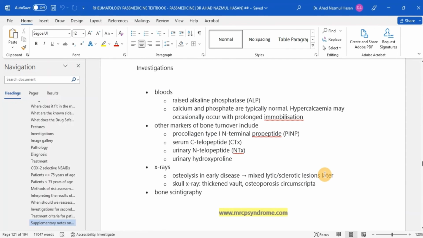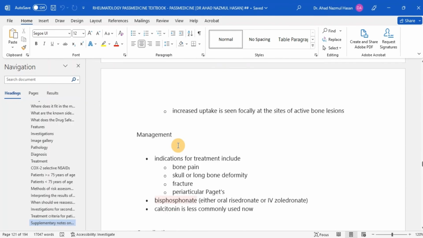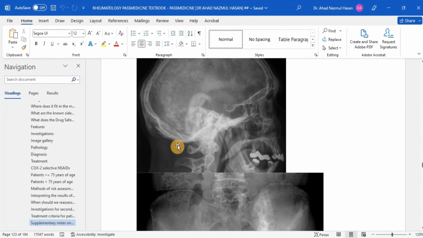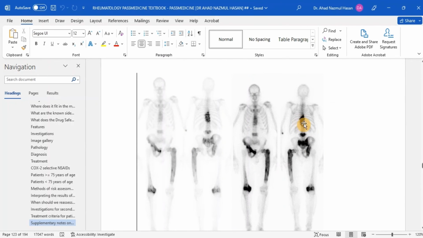But remember, mixed lytic and sclerotic lesions don't usually appear at the early phases. They appear either in the intermediate phases or advanced phases. And bone scan or bone scintigraphy will show the increased uptake. So these are the increased uptake. The black indicates the increased uptake.